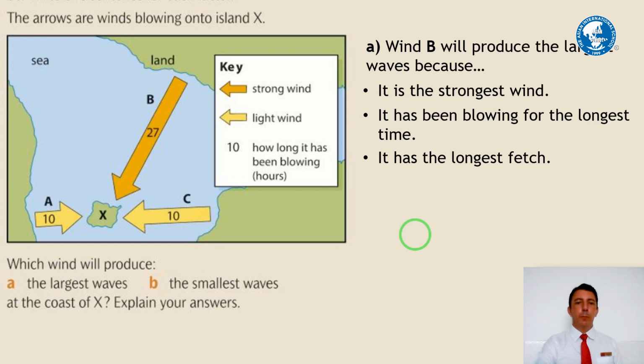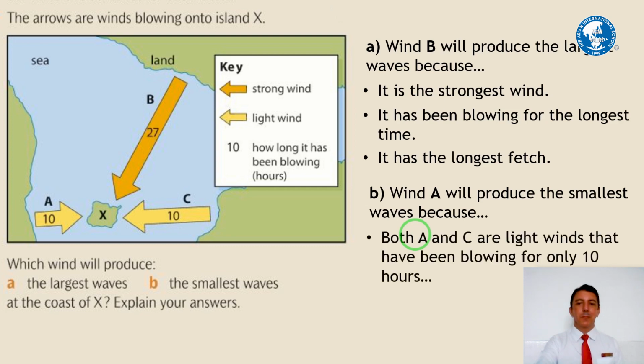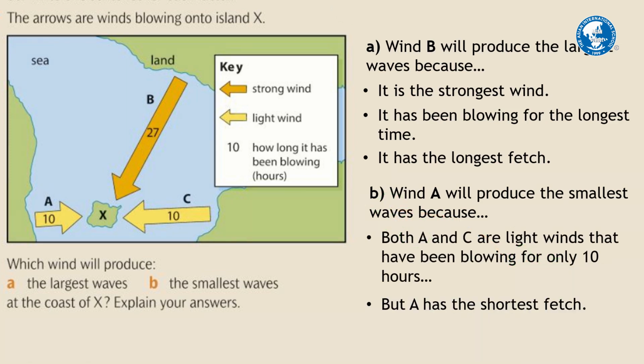So, which wind will produce the smallest waves? Your answer should be wind A. So wind A will produce the smallest waves because both A and C are light winds that have been blowing for only 10 hours. But A has the shortest fetch.